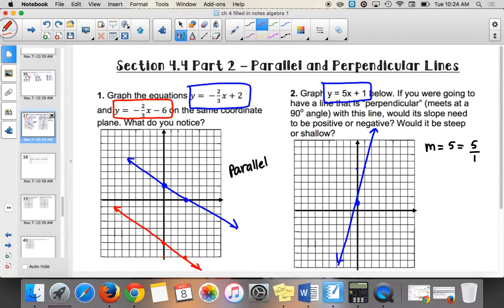Y equals negative 5x minus 1. So if you have negative 5x, and then you start out negative 1, is that what you're saying? The y-intercept doesn't matter. But if I had negative 5x, I could go down 1, 2, 3, 4, 5, and over 1. And that just doesn't quite work, right? It's not 90 degrees. So that's what we're talking about, the steep versus shallow. Yeah, Maya?